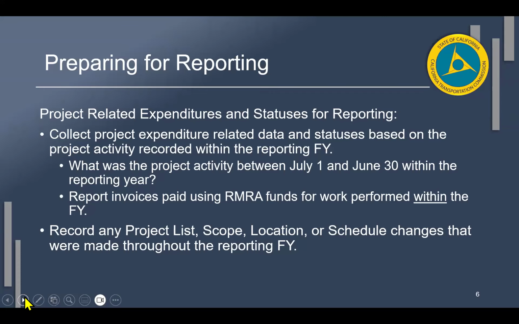You're going to report invoices paid using RMRA funds for the work performed within the fiscal year. You're recording any project list, scope, location, or schedule changes that were made throughout the reporting fiscal year. Again, I'm going to say reporting fiscal year because you are now reporting in the arrears, right? You've already gone almost halfway into the new fiscal year by the time you're reporting the prior fiscal year's activities. So this can get confusing. It can cause and generate some problems for some folks as we go through the reporting process. So I just want to keep reiterating that.